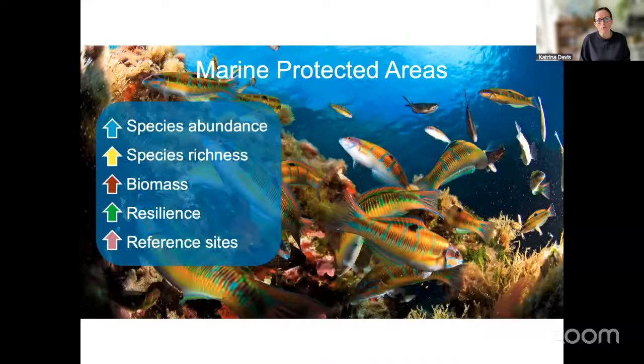Okay, so the main benefits that we expect to see from marine protected areas are these ones. So we expect to see an increase in species abundance. So basically, we just expect to see more fish and other marine species. We expect to see an increase in species richness, so more different types of species. And we expect to see a difference in the biomass of our species. So we expect to see larger individuals.